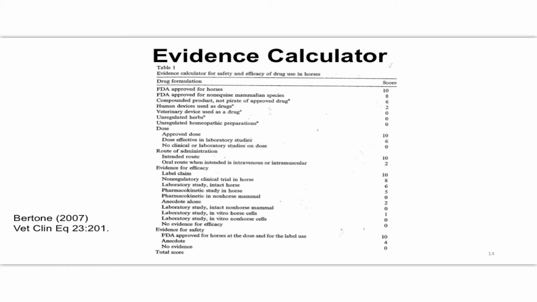And then as you go down the list here, look at the other highly scored things. If it's an approved dose, that's a high score. If it's an intended route, that's a high score. If it's a label claim, meaning we're treating an infection of the lungs, and that's the label claim, then that's a high score. If it's not a label claim, it would be a lower score. And of course, unregulated things like herbs, he's giving no score to that, homeopathic preparations, etc.